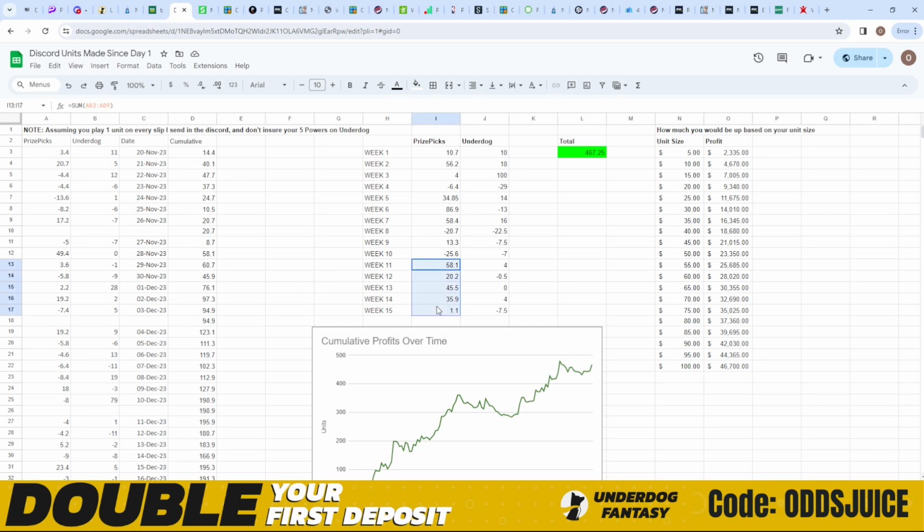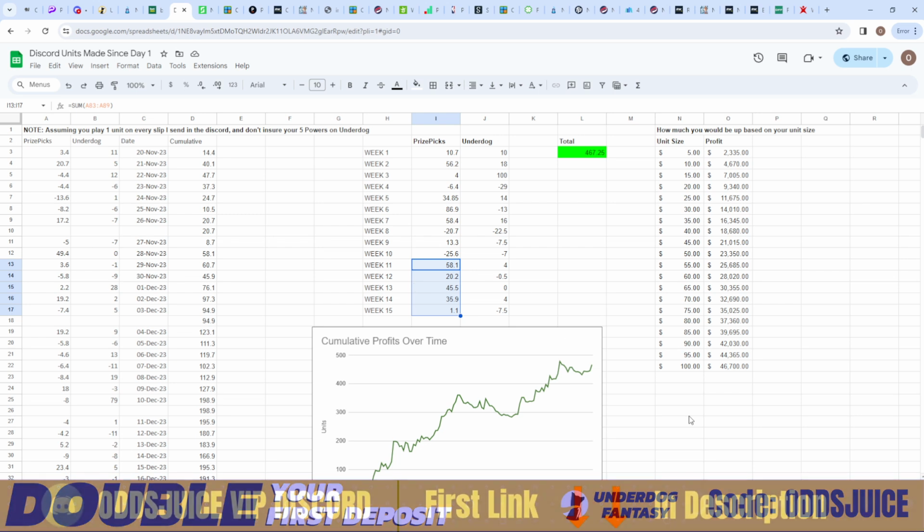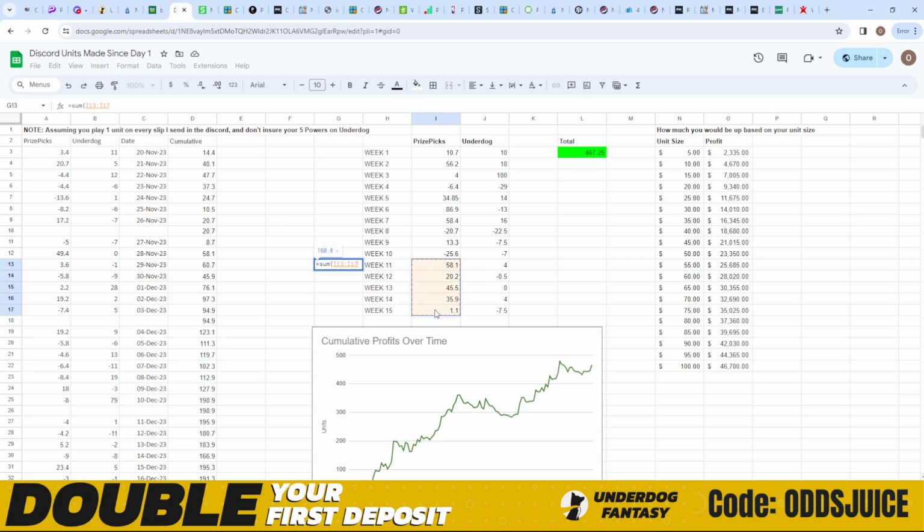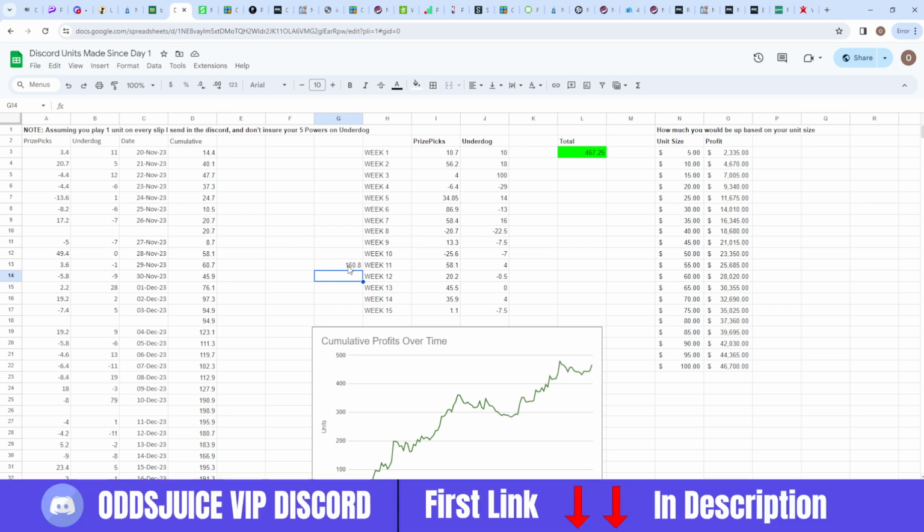Look at the past 5 weeks on Prize Picks. I've not had a negative week. And I could show you the sum on this, and this is plus 160.8 units. Look at this. If I add these all together in the past 5 weeks, up 160 units, meaning even if you bet $1 on every single slip, you'd be up $160.